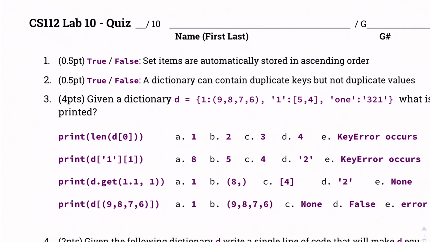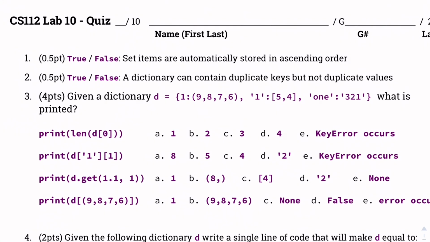Okay, so for quiz 10, number 1, set items are automatically stored in ascending order. Alarm bells should be going off in your head anytime you see order paired with sets. Sets are an unordered collection, so there's no concept of first or last, ascending or descending. That makes this question false.